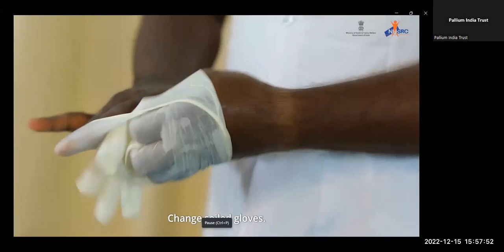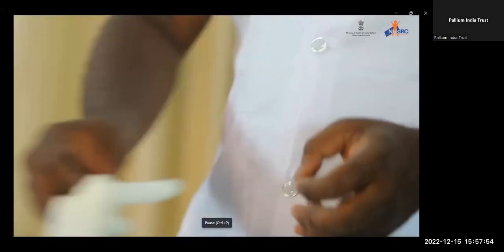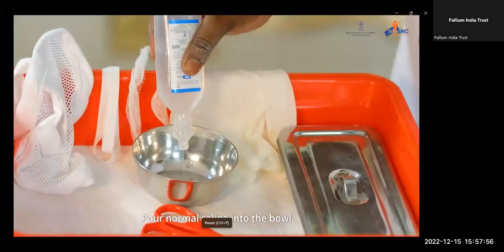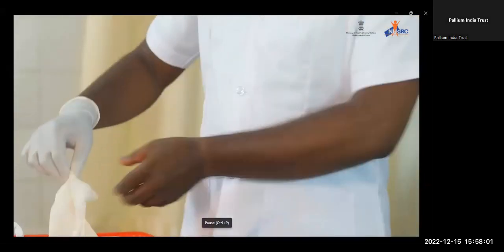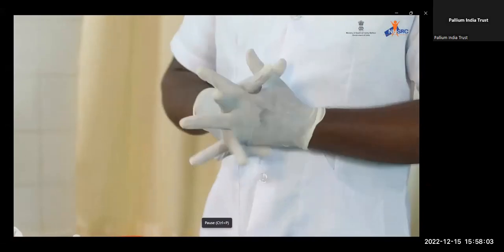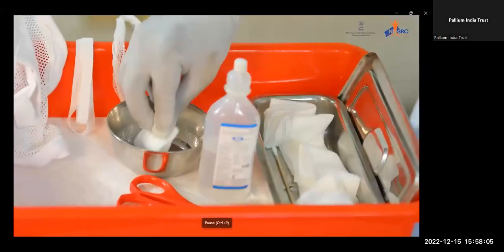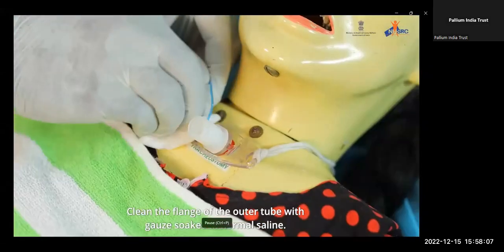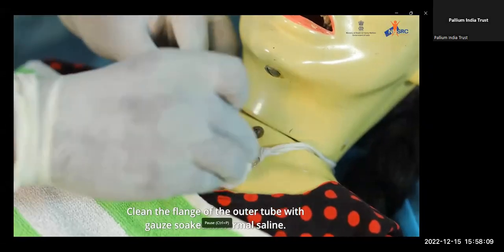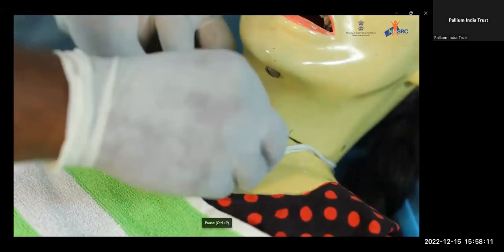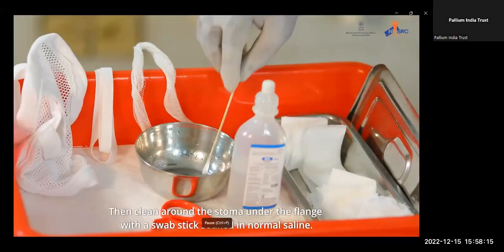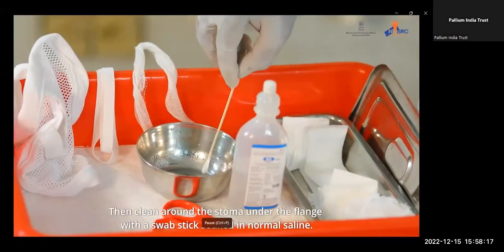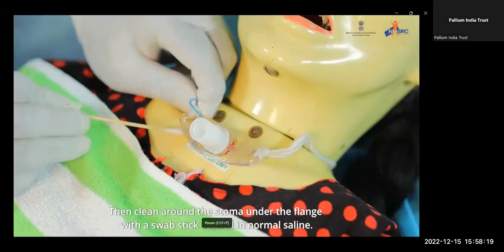Change soiled gloves. Pour normal saline into the bowl. Wear clean gloves. Clean the flange of the outer tube with gauze soaked in normal saline. Then, clean around the stoma under the flange with a swab stick soaked in normal saline.